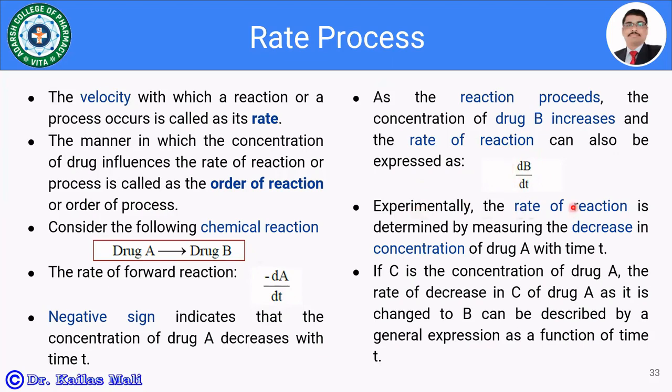Experimentally, the rate of reaction is determined by measuring the decrease in the concentration of drug A with time t. If C is the concentration of drug A, the rate of decrease in C of drug A as it is changed to B can be described by a general expression as a function of time t, that is related with the order of reaction.